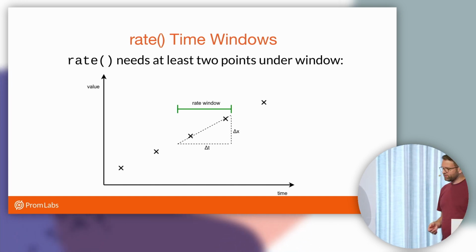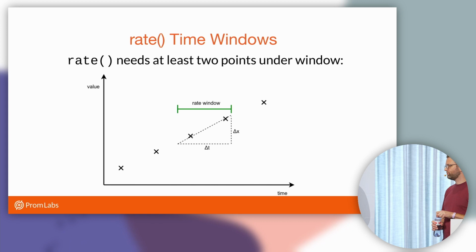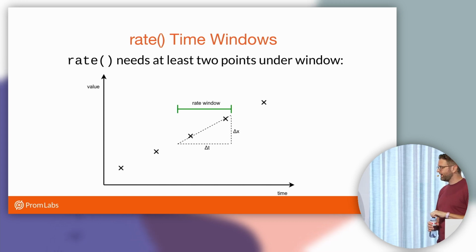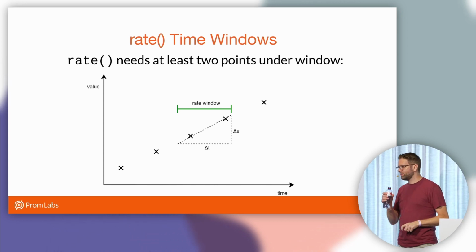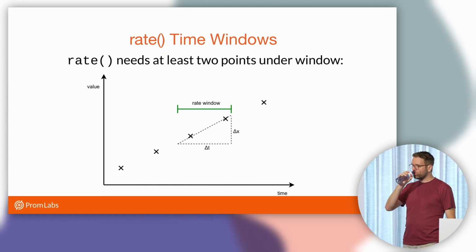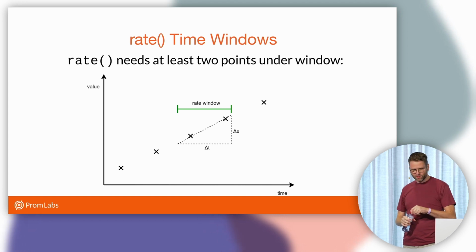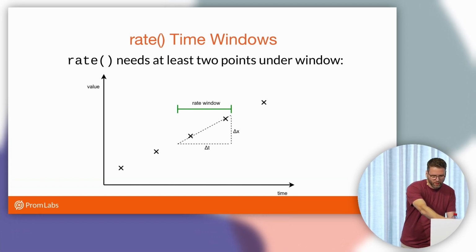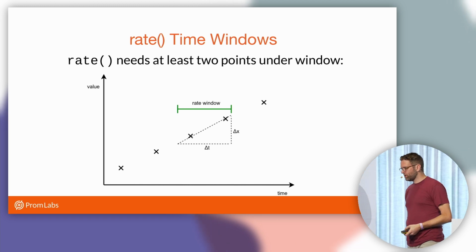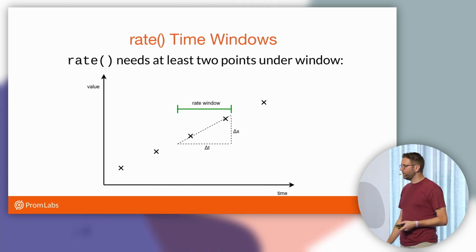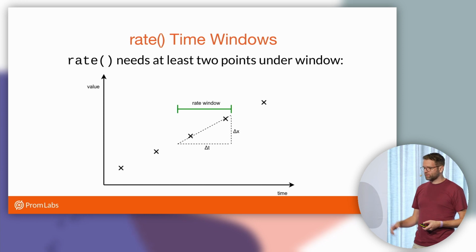Also, the rate function and some other functions that compute rates of increase need at least 2 data points under the provided time window to be able to calculate such a rate. Otherwise, they will just return an empty result for the respective time series if they find just 1 sample. And so you want to make sure that the rate window is large enough to always robustly select at least 2 samples.